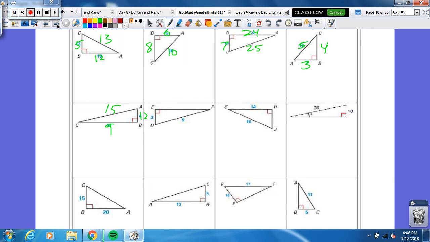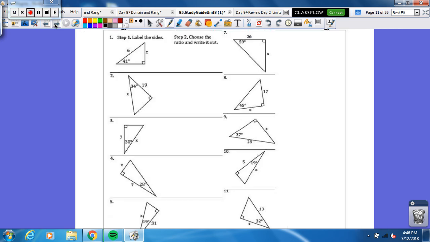Here are some more to practice. So if you need to practice them, go ahead and practice. I'm going to move on to another one. Check out this. All right, here we go. So, number 1, label the sides. Okay, we can do that.